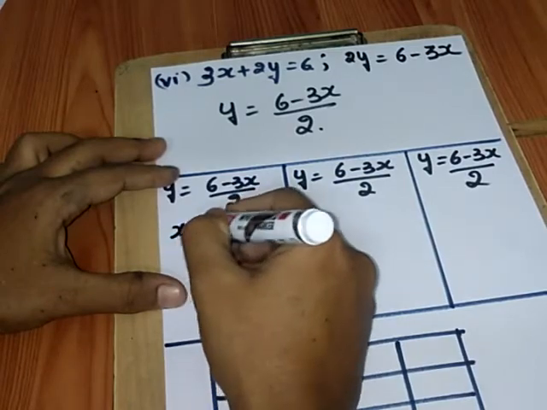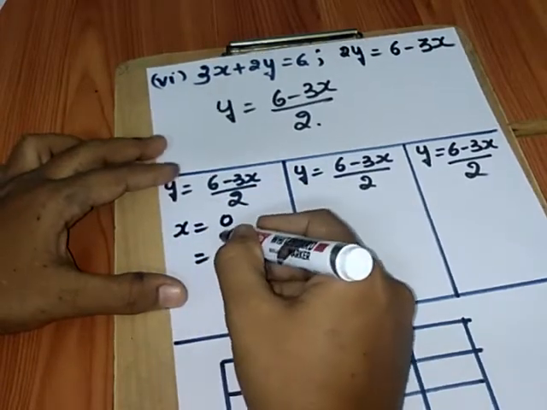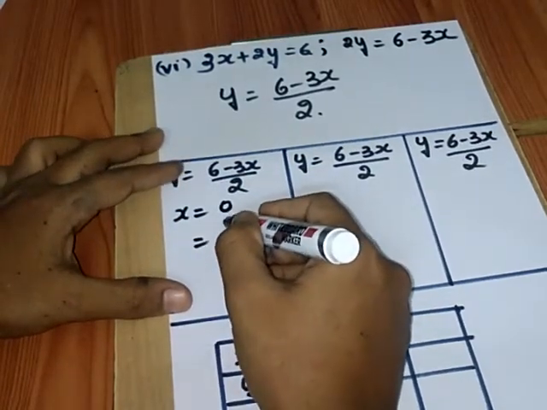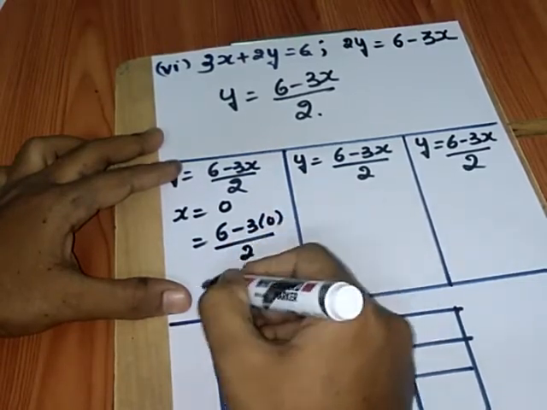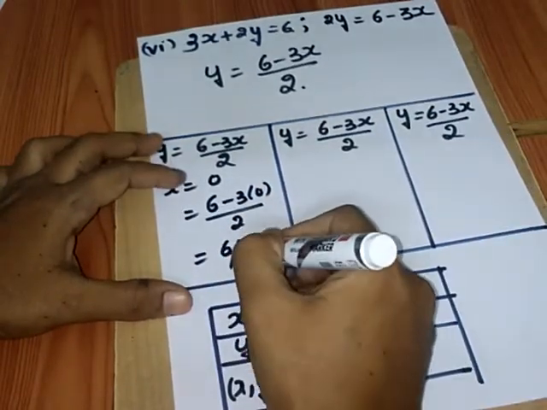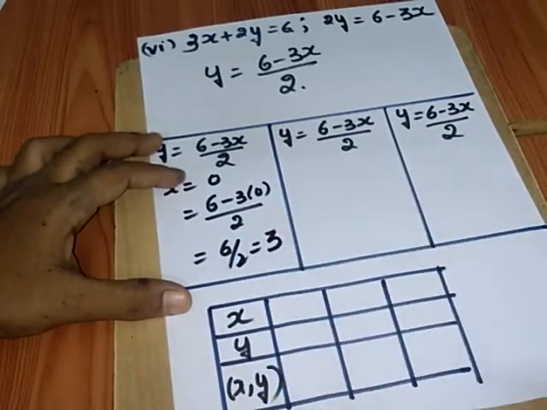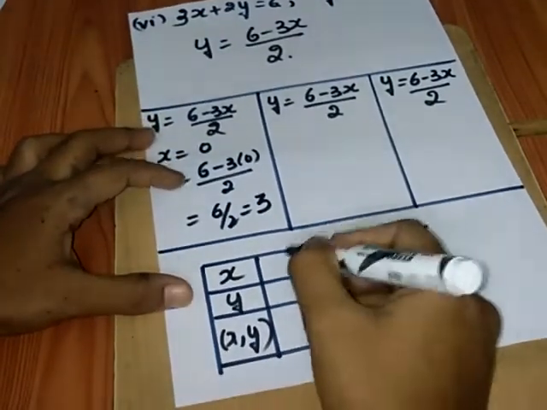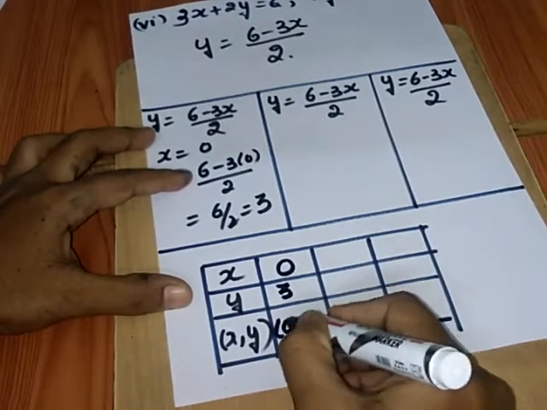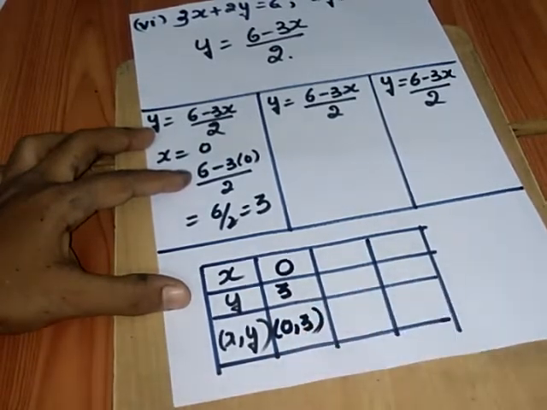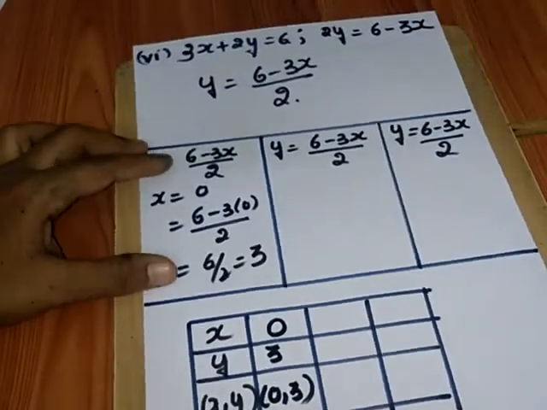So let me give the value of x as 0. Then if x is 0, 6 minus 3 into 0 by 2, that is 6 by 2. Hence the value of y is 3. So x is 0, y is 3. 0 comma 3 is the point to be plotted on the graph sheet.